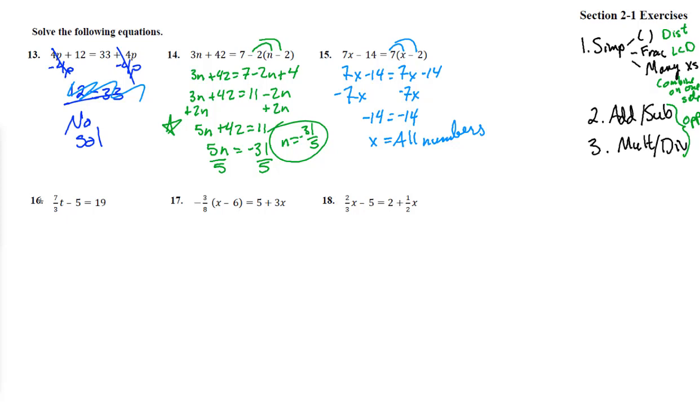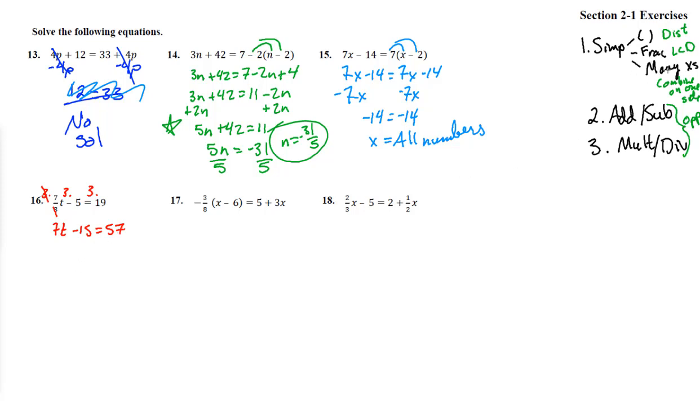All right, number 16. Do we have any parentheses? No. Do we have any fractions? Yes, we do. We have a fraction with a denominator of 3. So let's multiply through by the least common denominator, which is a 3, and watch what happens. 3 times 7 thirds, we get 7t minus 15 equals 57.